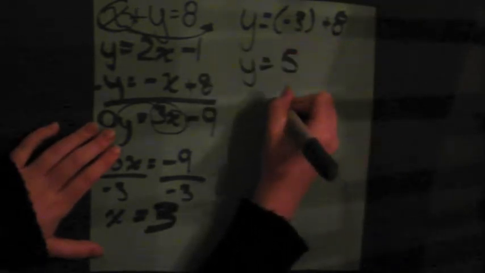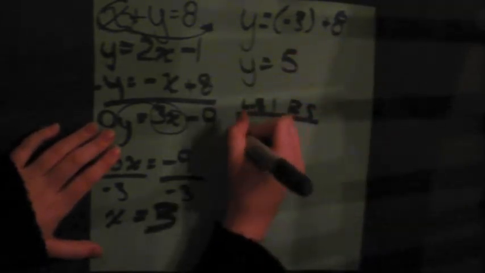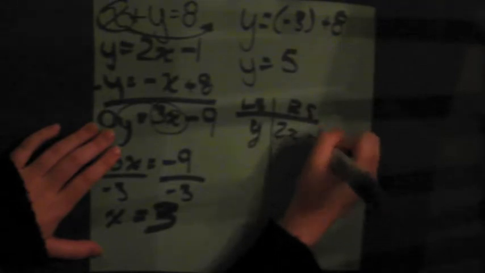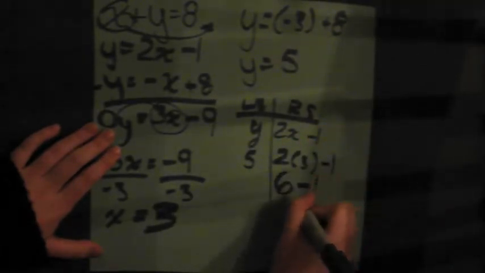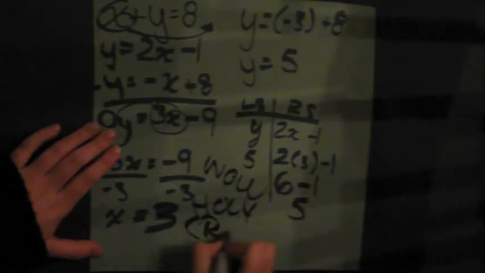So you substitute that into your first equation, y equals negative 3 plus 8, y equals 5. Now you do your left side, right side, and 5 equals 2 times 3 minus 1. 6 minus 1 is 5.